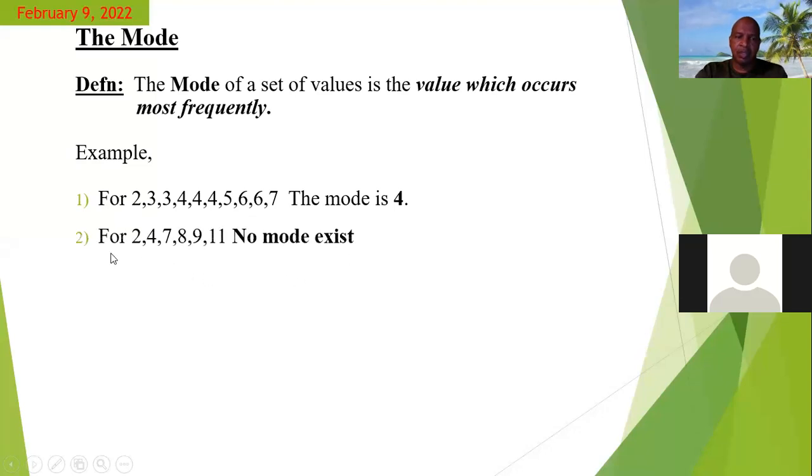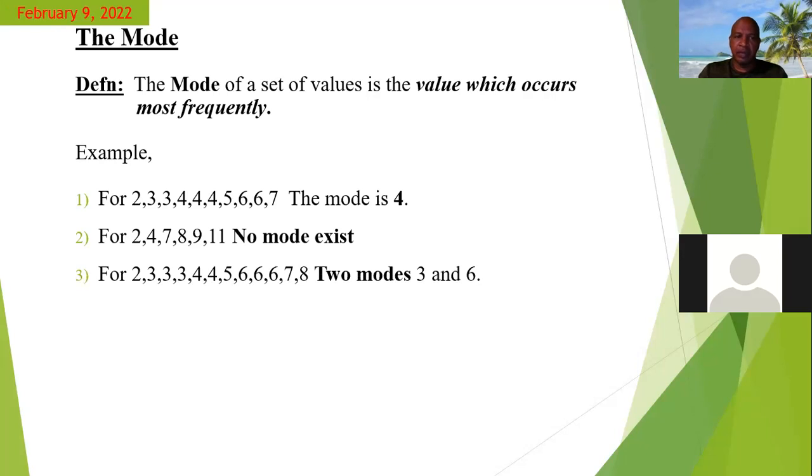Now, sometimes we have all values occurring the same amount of times. And in that case, for example, each of these values occurs one time. So none occur more than the other. So in this case, there's no mode existing, all right?